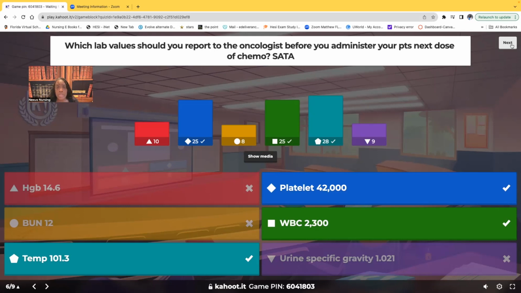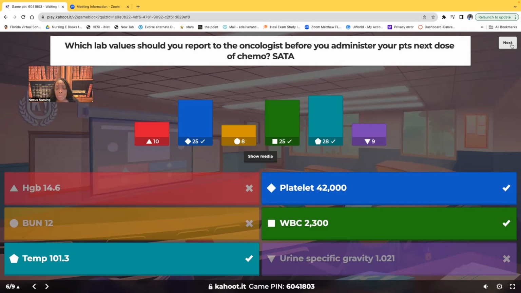Next, WBC. WBC is important for an infection. It fights infection, right? WBCs are supposed to be 5 to 10,000. This patient only has 2,300. That's a problem. This patient's at severe risk for infection. If you don't let that healthcare provider know and you just give that next dose of chemo, it can drop the WBC level even lower. And last is, of course, the temperature of 101.3.